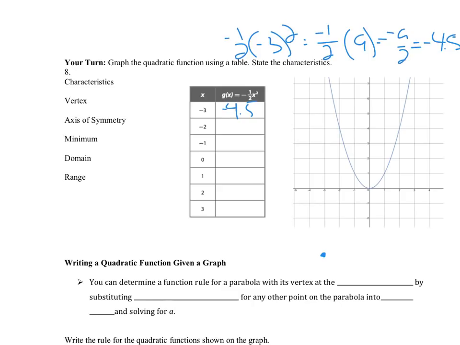Do the same thing with negative 2. And negative 2 squared is 4. Negative 1/2 times 4 is negative 4 over 2, which is negative 2. So I plot that. We go negative 2, negative 2. And we're starting to shape in. Go ahead and finish the rest of this table and then fill in the characteristics.